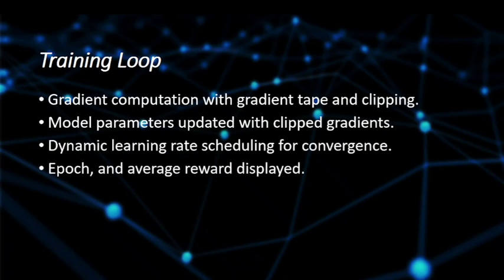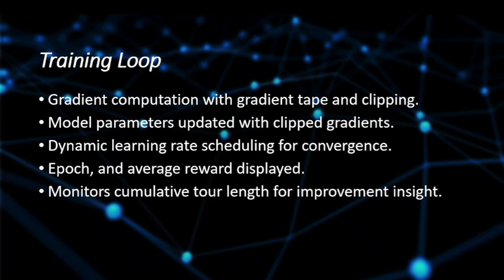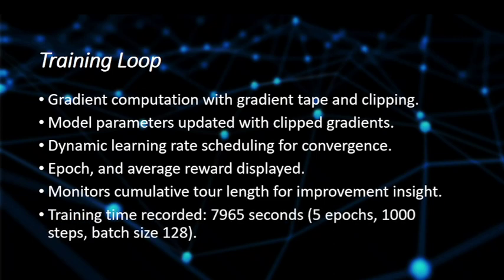Additionally, a learning rate scheduler is used to dynamically change the learning rate while training goes on. This is to maximize the convergence of the model. Epochs and average rewards are displayed to monitor the training process. The cumulative tour length is monitored to provide insights into how effectively the GPN is improving. After the training, the time was recorded to be 7965 seconds, which is approximately 2 to 2.5 hours, where the number of epochs considered were 5, the training step was 1000, and the batch size was 128.